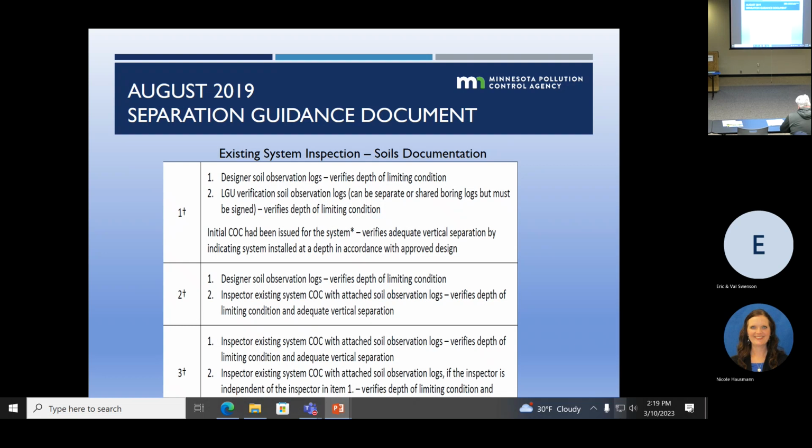So if you work with the LGU and they say, yep, before that guidance document, we just weren't doing a great job with the documentation piece, we'll allow you to use that. They have that discretion in that document to do that. After the document, August 2019 and after, if it was installed, they don't have the discretion. Why?